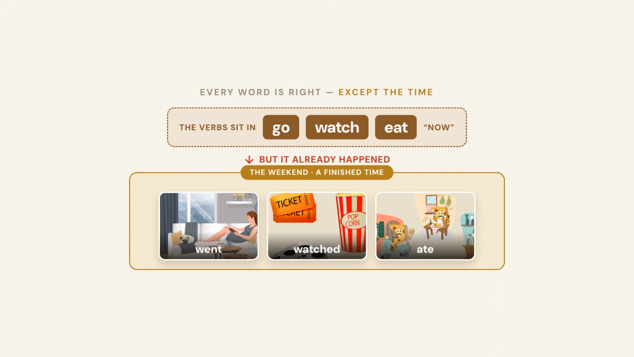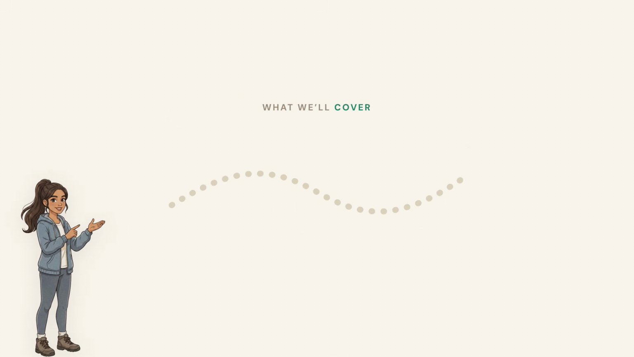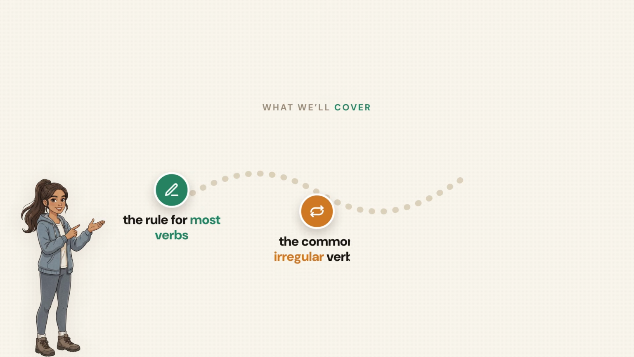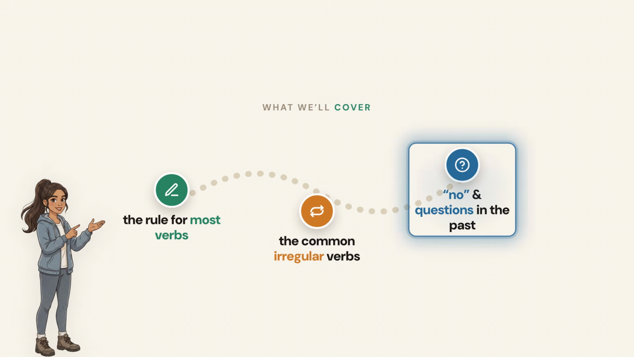If that has ever happened to you, relax. In this video, we will learn how to fix that. We will learn the simple rule to convert verbs into past tense, and we know in English there are many exceptions. We also have some irregular verbs here. We will learn the most common irregular verbs in this video. And in the end, we will put everything together and also learn to say no and ask questions in the past. Let's go.